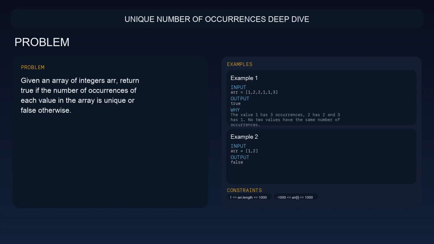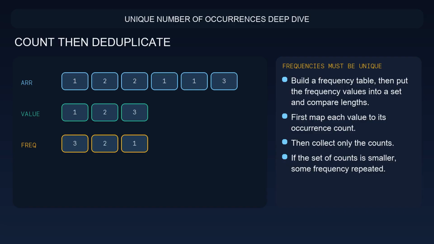The important sizing limits are 1 <= arr.length <= 1000, and -1000 <= arr[i] <= 1000. The key transformation is switching from values to frequencies. Once we do that, uniqueness becomes a simple set size comparison. Build a frequency table, then put the frequency values into a set and compare lengths.